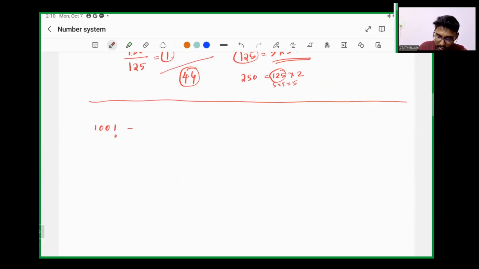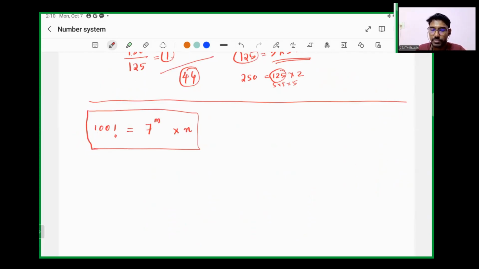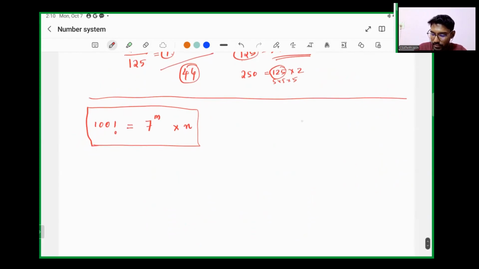100 factorial is equal to 7 raised to m into n. So I am writing like this. Now, I'll give you a small example. I am writing 10 factorial is equal to 3 raised to m into n. Now, my question is, what is the maximum value of m? So you can get questions like this. UPSC has also asked questions like this before.